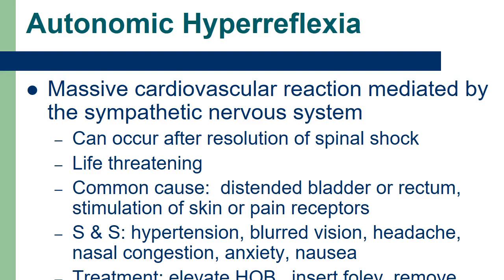Autonomic hyperreflexia, you might have heard it in the past called autonomic dysreflexia, same thing. They just always have to update fancy words, it seems, to make it more complicated for people. But so autonomic dysreflexia, autonomic hyperreflexia, same deal. What this is, it's a massive cardiovascular reaction that's stemmed by the sympathetic nervous system. It can occur after spinal shock resolves. It can be life-threatening, and you can read here the common causes: distended bladder or rectum, stimulation of skin or pain receptors.